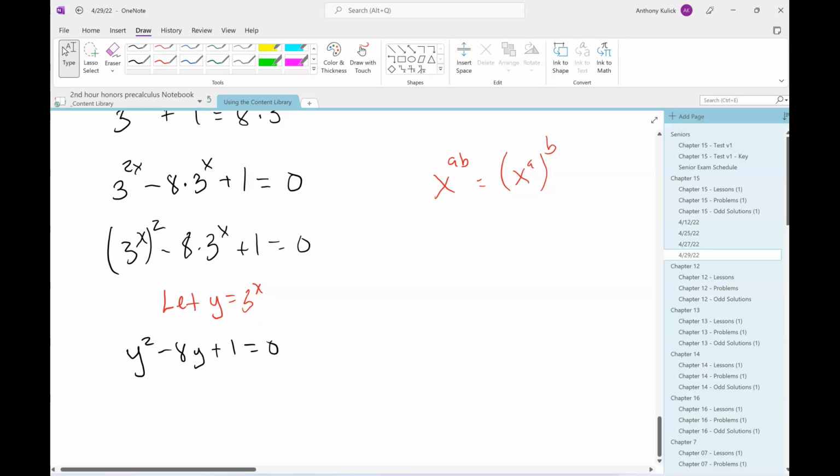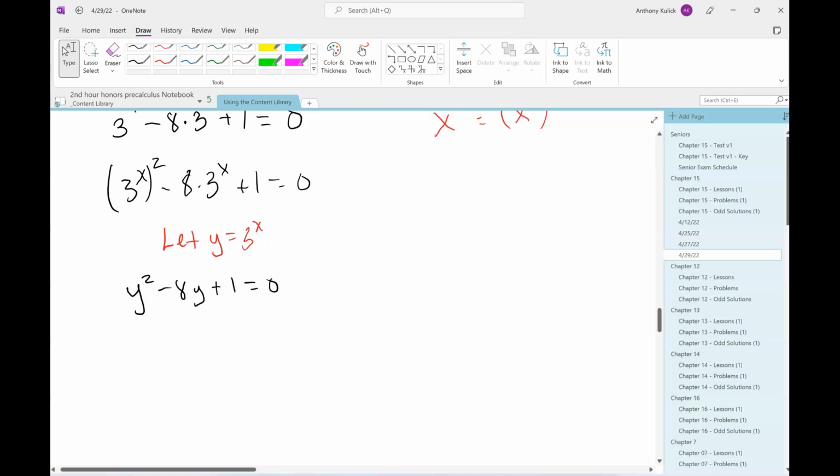Quadratic formula. Who remembers the quadratic formula? x equals negative b plus or minus the square root of the quantity b squared minus 4ac, all over 2a. There was a little jingle for it.